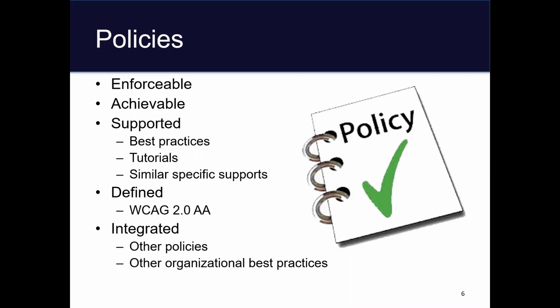So the policy is supported by best practices, tutorials, and other similar supports to guide content stewards as they're actually enacting the policy. The guidance is really specific. It draws on WCAG 2.0 AA standards. So WCAG has 3 different levels, A, AA, and AAA. We've seen from case precedent that organizations tend to be held to 2.0 or 2.1 AA.